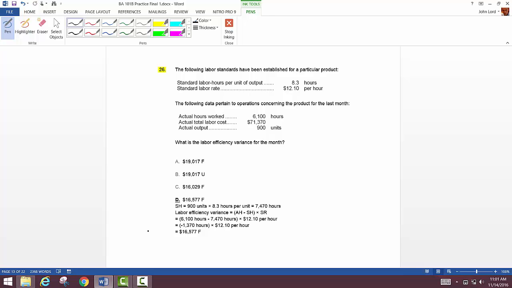Okay, but in this particular one, we're just going to go ahead and be a little bit more careful and indicate that we're talking about the driver. Just be careful that it's not always labor hours. It could be some other driver, such as machine hours, etc., right?